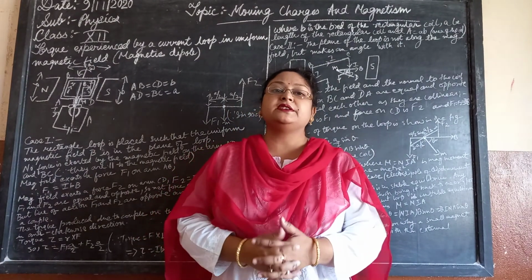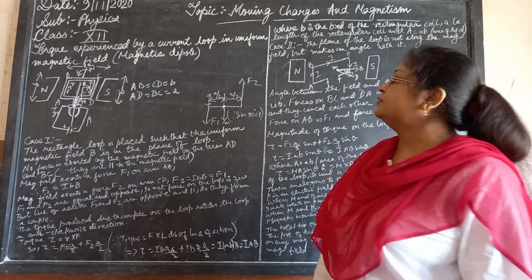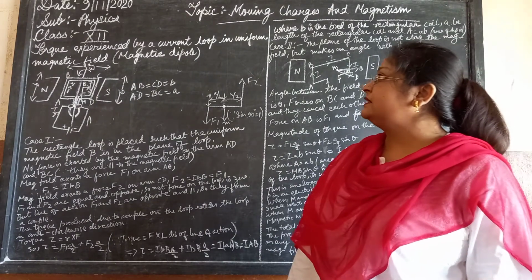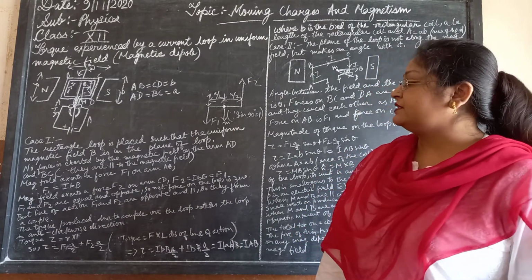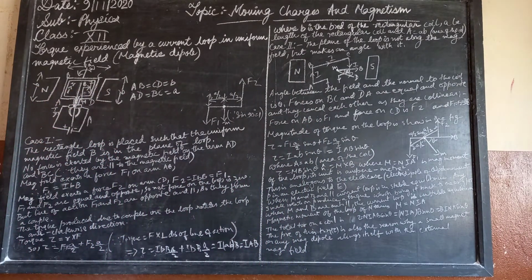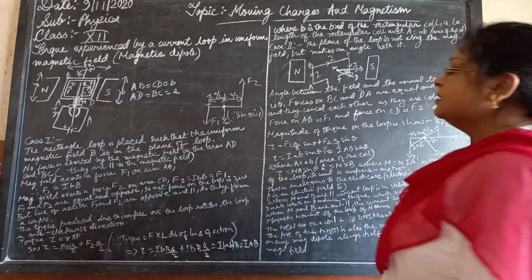Today we are going to start the torque experienced by a current loop in a uniform magnetic field, that is, a magnetic dipole, in class 12, moving charges and magnetism. So here is the motion of the torque. These are the two magnets and this loop is rotated, just as we have already seen in the motor generator. In a rectangular loop, the uniform magnetic field B is in the plane of the loop.